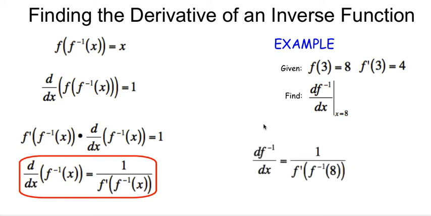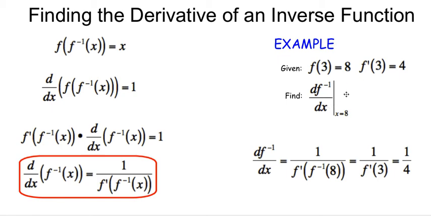So when we take this inverse and we actually apply the rule we have over here in the red rectangle, we know that the derivative of the inverse of f is equal to 1 over f prime of the inverse of f at 8. And I know that the inverse of f at 8 is simply going to be 3, right? It's just this point here reversed. So that's going to equal 1 over f prime of 3. And I know that f prime of 3 was just equal to 4. That was given to me. So this really just comes out to be 1/4. So the derivative of the inverse of this function at x equals 8 is simply going to be 1/4.